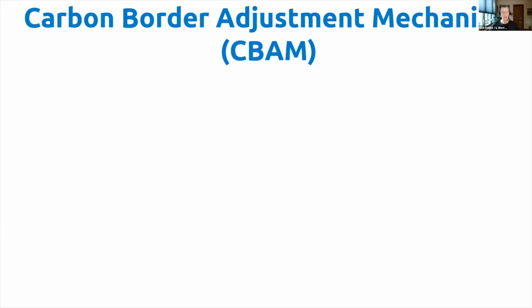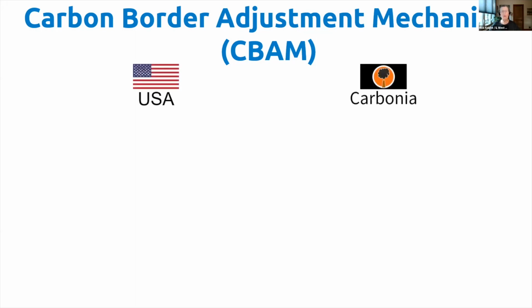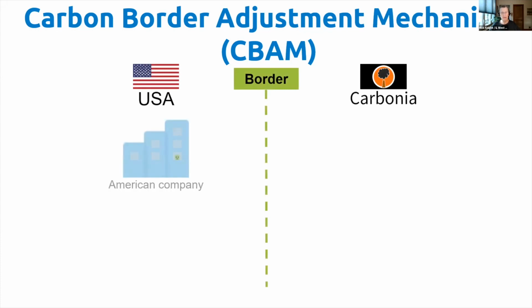Okay, thanks, Dana, and thanks, Brett. So let me pick this up by diving into how a carbon border adjustment mechanism actually works. So let's say we have two countries, the USA and we'll call it Carbonia, with a border between them. Now let's say an American company, like a car company or any other manufacturer, needs to have their purchasing department buy some steel plate for the company.